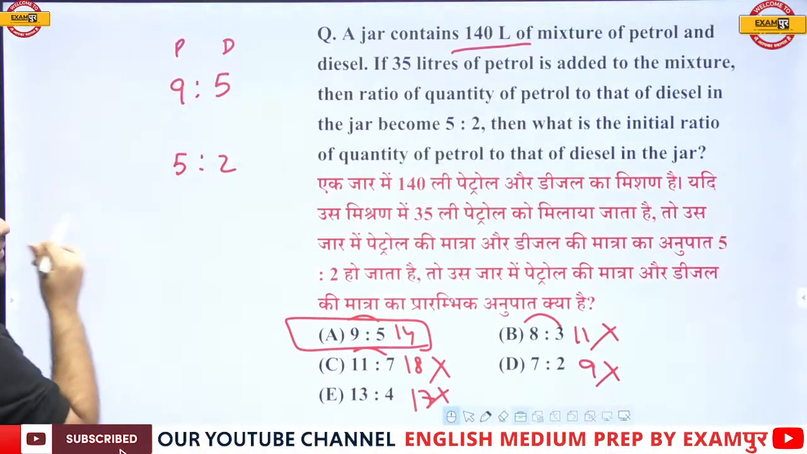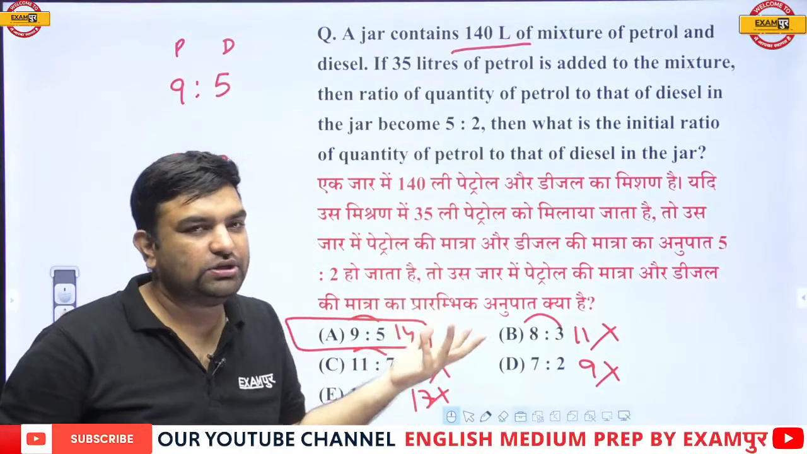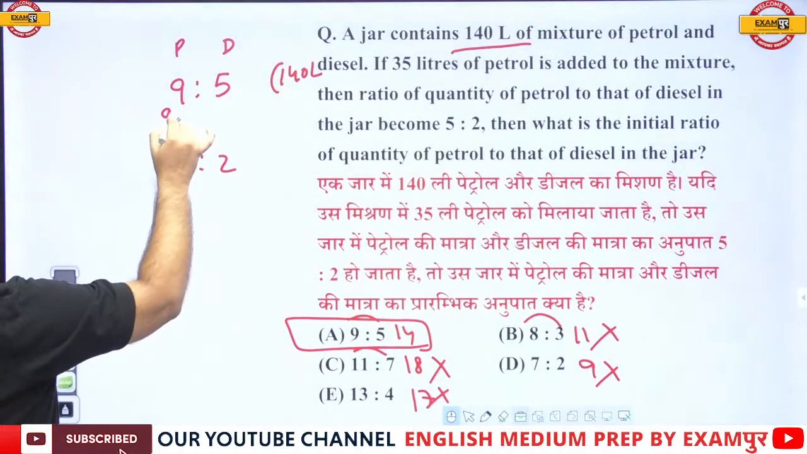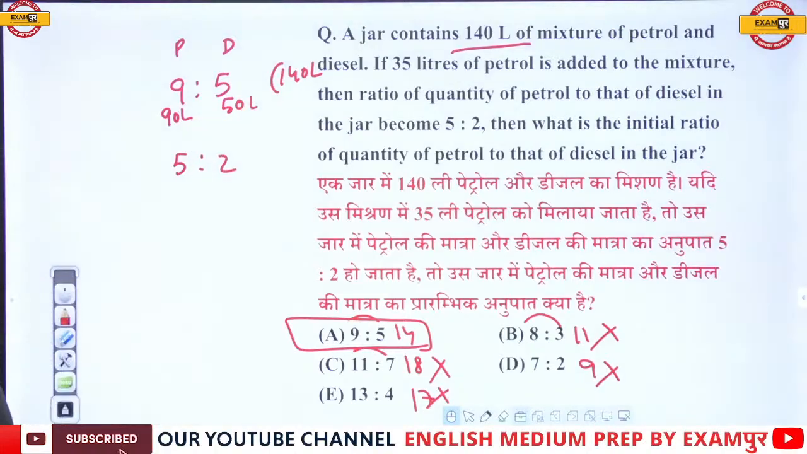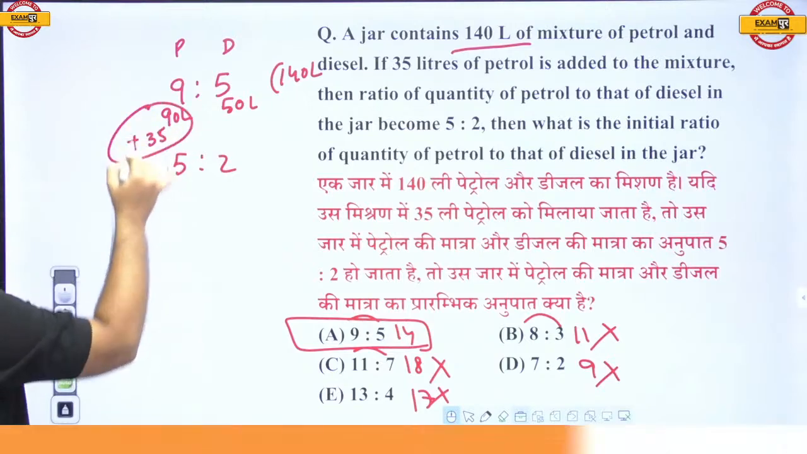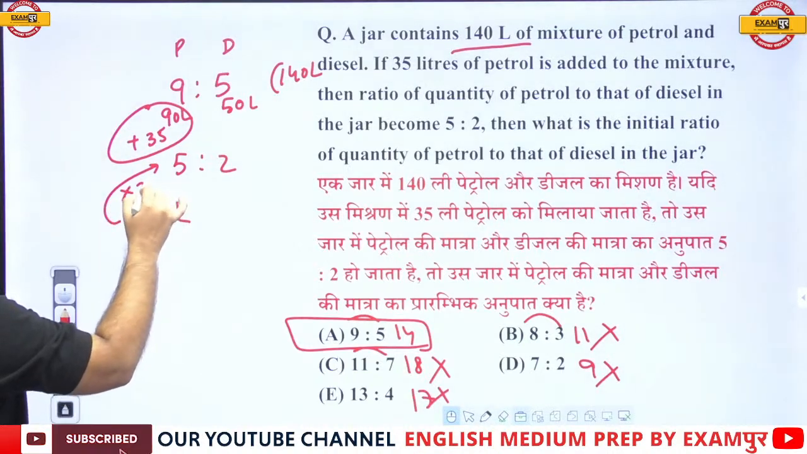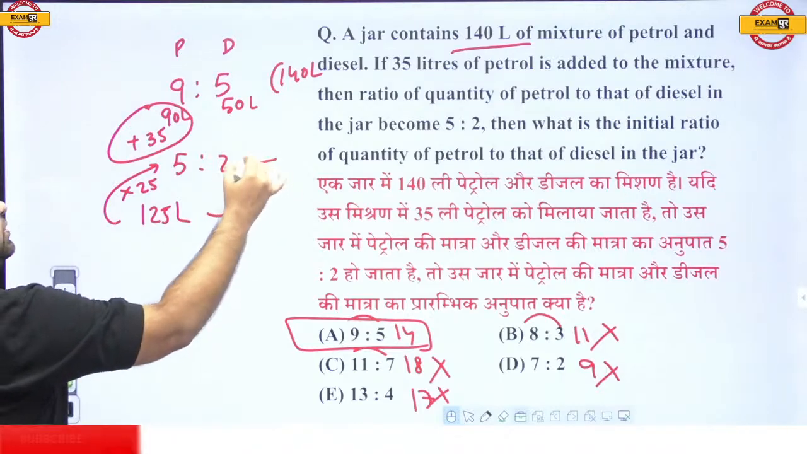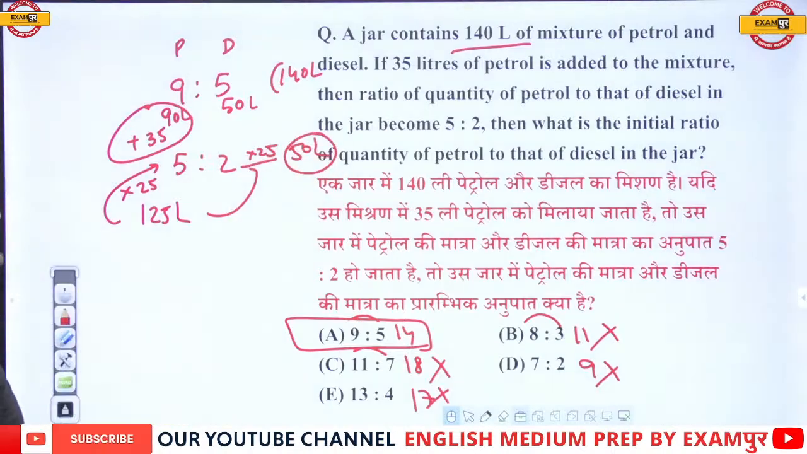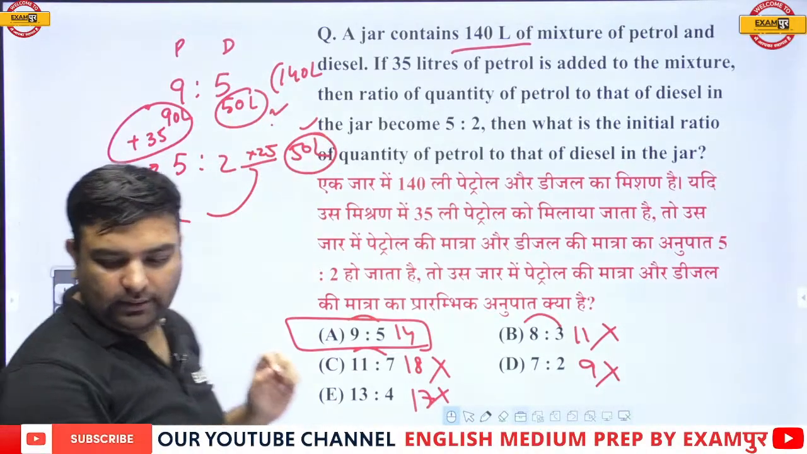Petrol, diesel. Now you can cross check with the data as well. Suppose this total is equal to 140 liters, then 9 is equal to 90 liters, 5 is equal to 50 liters. When you add 35 liters of petrol, it becomes 125. So 125 liters is equal to 5, so the multiplication is 25. So 2 would be equal to 50. You have not added any diesel, so initial and final should be equal. Yes, absolutely both are equal. So this is your correct answer.